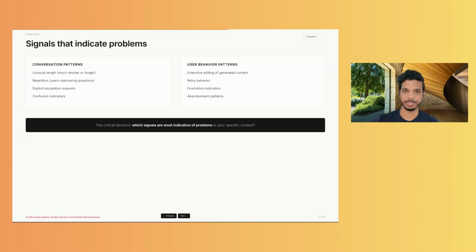Also, if the user is repeating the question, most likely it's because the model is not giving the right answer, or it's getting the wrong context and misleading the user. So in those cases, you want to still know what is happening there.